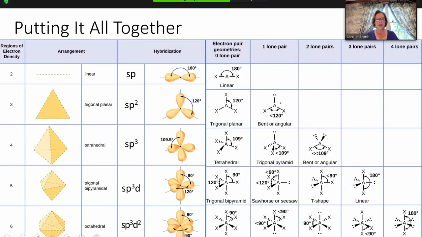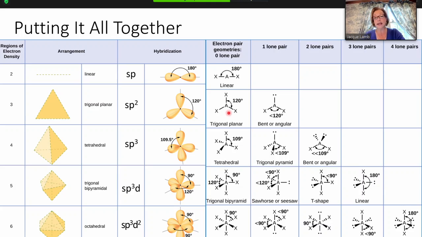So let's put it all together. When we put it all together, notice the regions of electron density over here: 2, 3, 4, 5, 6. This is why counting electron pair geometry matters, because you need to know the number of regions in space to determine the hybridization of that central atom. So if you have 2 regions of electron density, that has to be linear, and that's sp hybridized. 180 degrees is your bond angle, and the molecule is linear. If you have 3 regions of electron density, you have that trigonal planar structure, looks like an equilateral triangle. That is sp2, and that gives you that 120 degree bond angle.